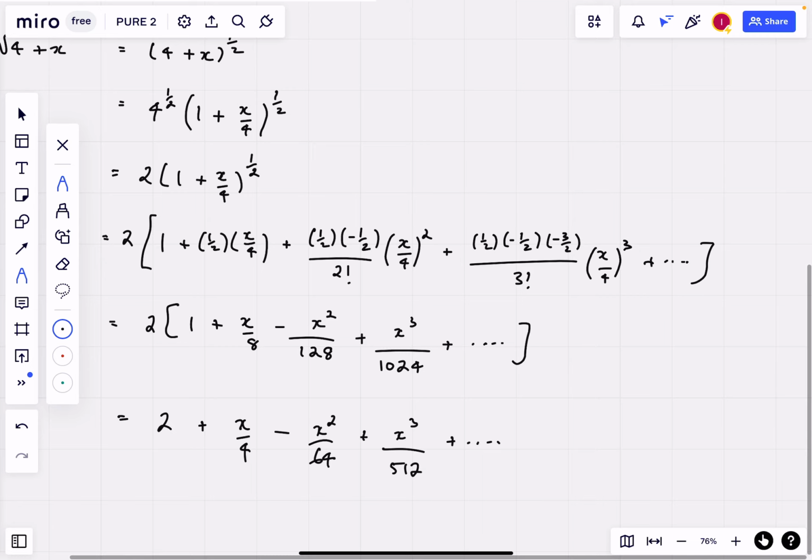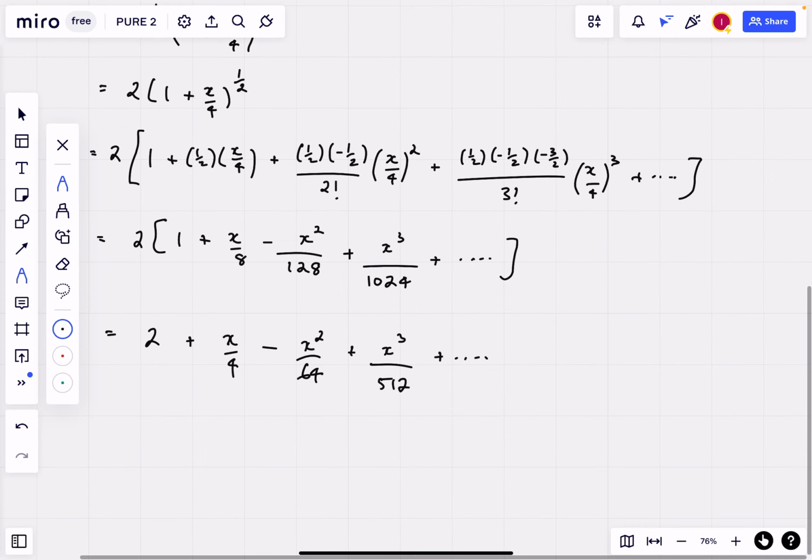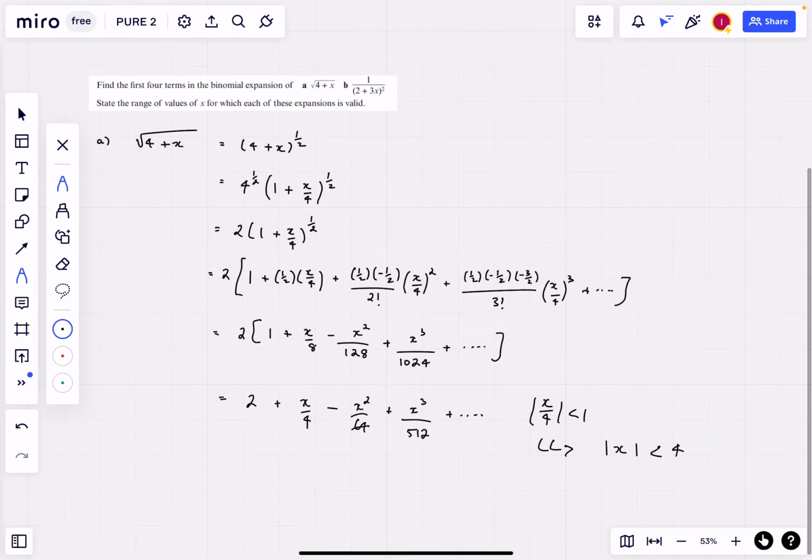This is valid when the modulus of b over a is less than 1, right? Or x over 4 modulus is less than 1, which is the same as the modulus of x being less than 4. Just take the 4 to the other side. There you go. That is how you expand if you have a number at the start of your brackets. That's part A.